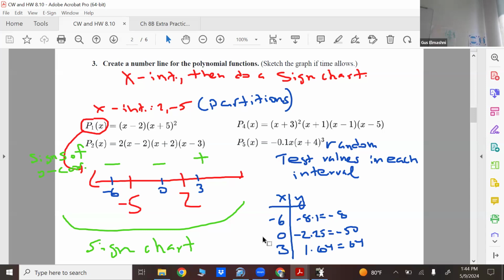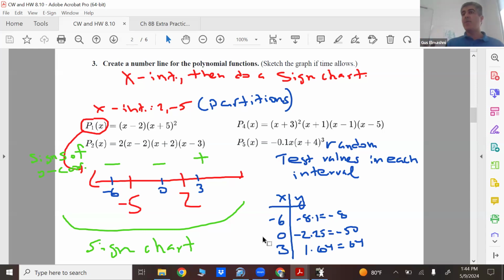Hunter, go ahead. What's the question? What's the point? The point of it is that when you graph these, you know where the graph's going to be, whether the graph's going to be above or below the x-axis.